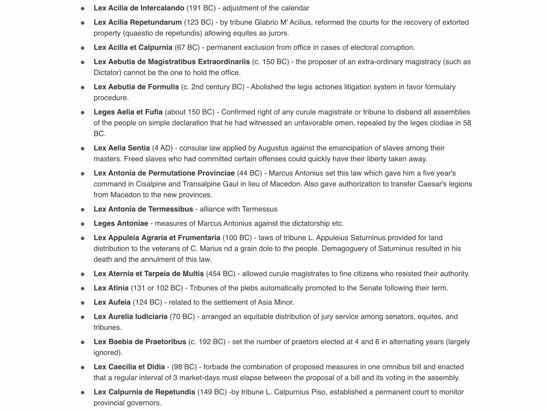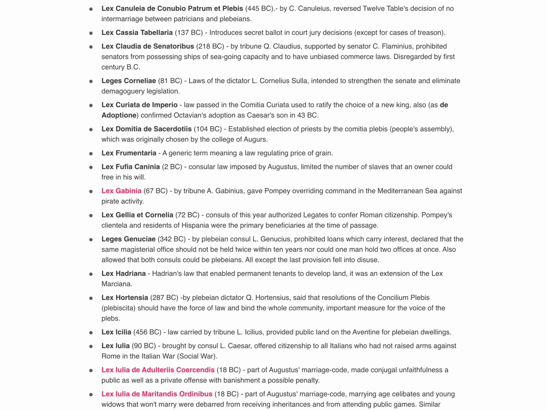In fact, Roman laws were usually named according to the person that presented them to the assembly, usually a consul, or in the case of the plebeian council, a tribune of the plebs. The names of the laws went down under the name of the magistrate who presented them to the assembly.